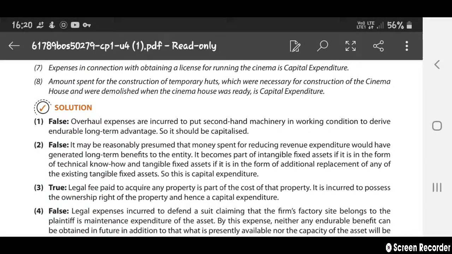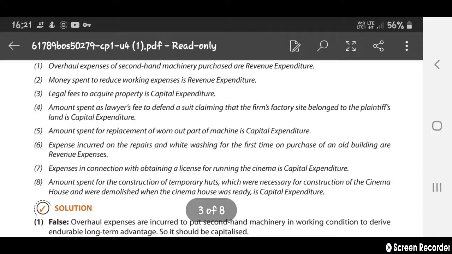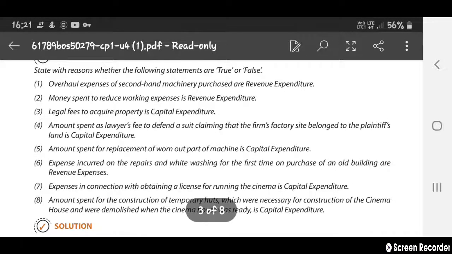It may be reasonably presumed that money spent for reducing working expenses would generate long-term benefits for that entity, because it becomes a part of intangible fixed assets if it is in the form of technical know-how, and a tangible fixed asset if it is in the form of additional replacement of any of the existing tangible fixed assets. So this is a capital expenditure, and therefore it is not revenue expenditure.